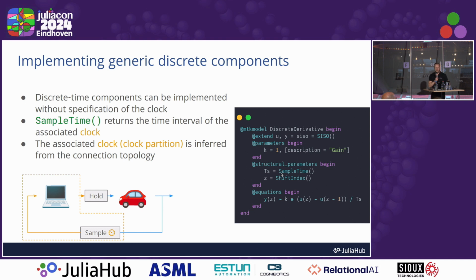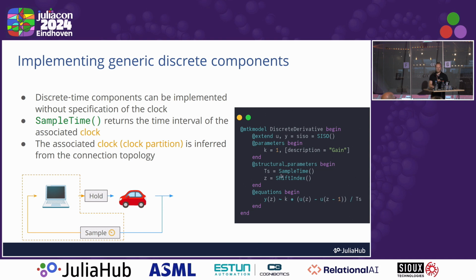All right, and I can just share a bit of best practices I've figured out while implementing this standard library. We see that I have a block here called structural parameters. So these are not parameters in the Modeling Toolkit sense of a parameter. Instead, they are more like function arguments when you create the system. It allows you to modify some aspect of the equations. And I include both the sample time and the shift index as structural parameters with defaults. So if the user just instantiates a discrete time derivative without specifying those, the defaults will be used.